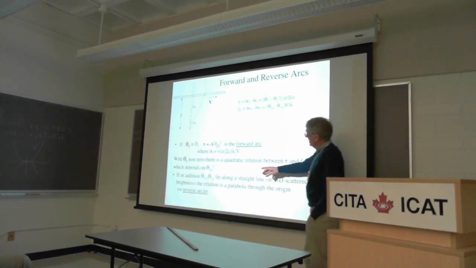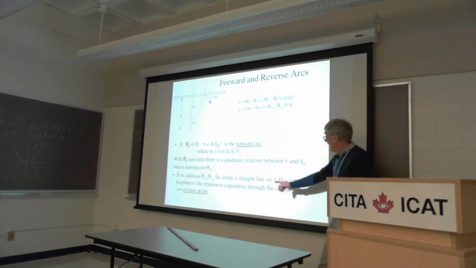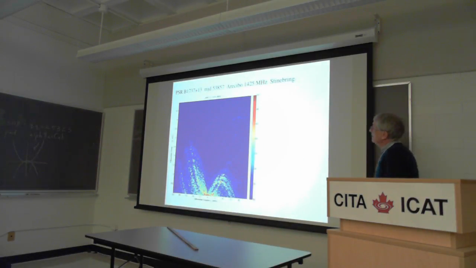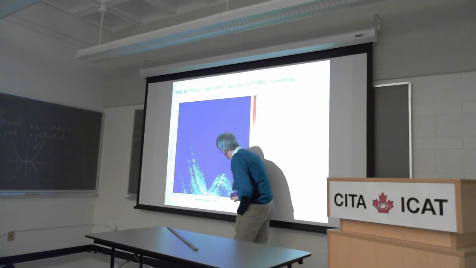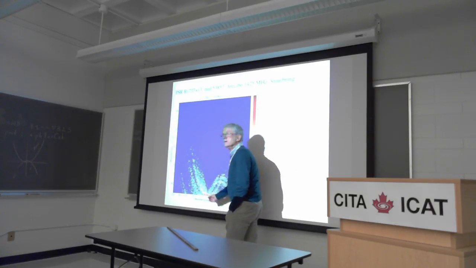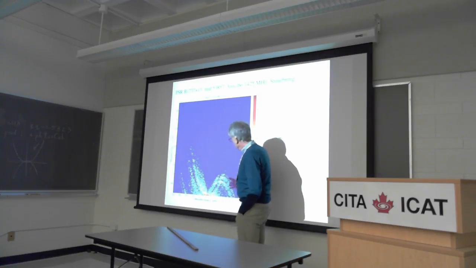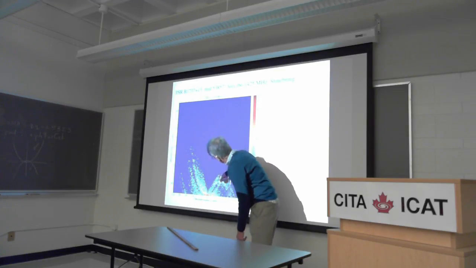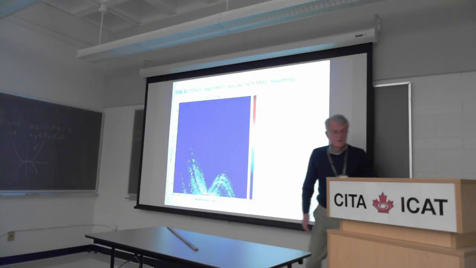If theta 1 lies in a straight line, that is one-dimensional scattering, at some angle, then the relationship is a parabola through the origin. Now, I'm going to illustrate that with some of Dan's beautiful data from this pulsar. Here are these reverse arclets. If you think about each one of these, it goes along and comes down through the origin. This one comes down and goes through the origin. Of course, we've lost the other quadrant, which is the same thing but flipped about the axis. So these arclets, their tail turns up over here. Those are part of the parabolas.